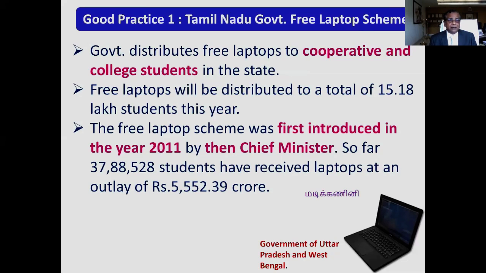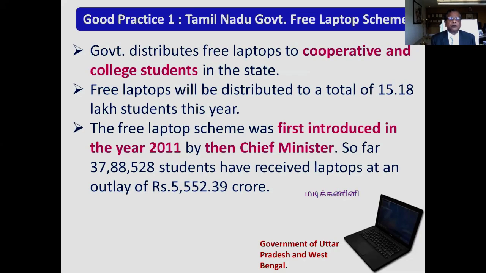So far, 37,88,528 students have received laptops at an outlay of 5,552 crores. This creates an incentive for the students after completing the +2. They have the hope that if they come to higher education, they have the possibility of getting a scholarship.